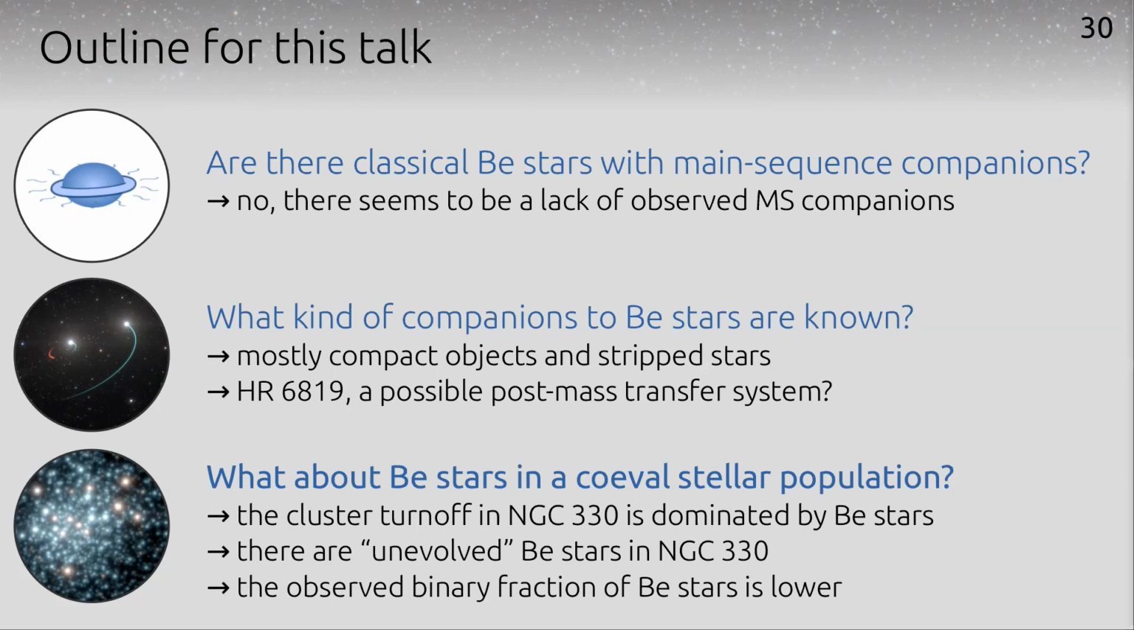And if we compare the observed binary fractions of BE stars and B stars, we find that the one of BE stars is significantly lower. This either means it is truly lower, or we can't detect the companions anymore, or, if it was a binary system before, the periods are longer now, and then we're also less likely to detect those.